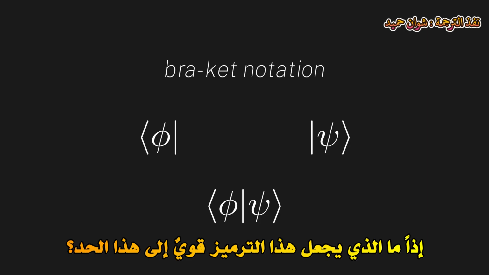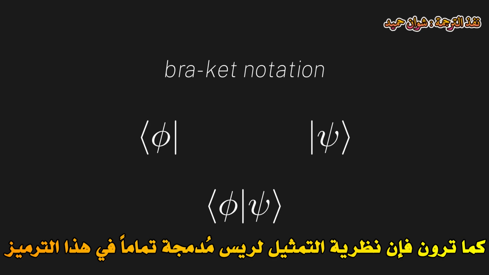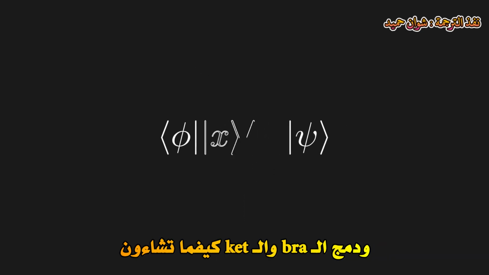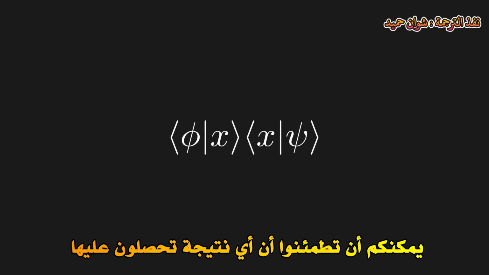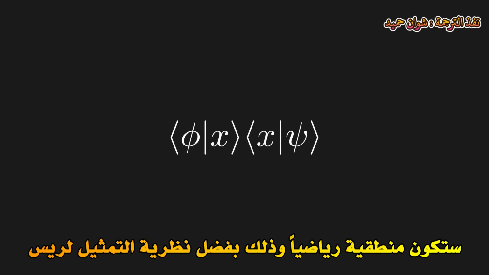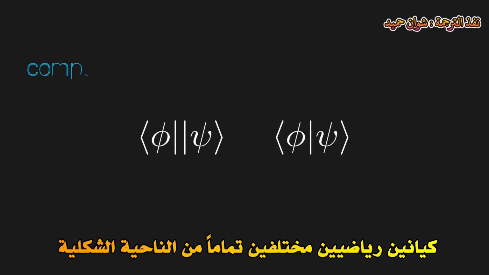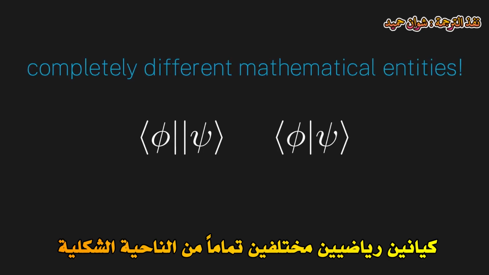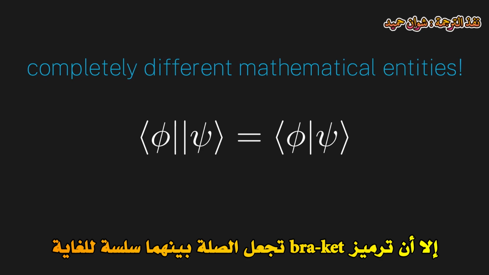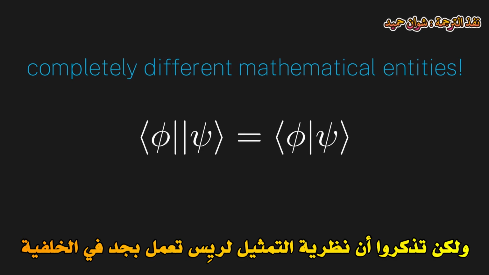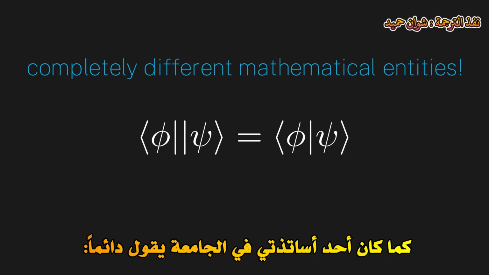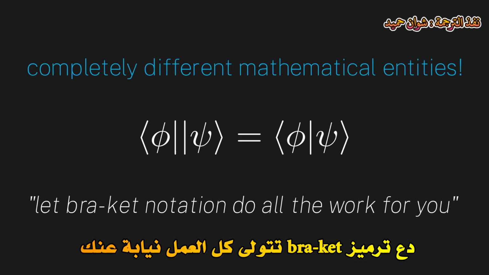So why is this notation so powerful? As you can see, it has the Riesz representation theorem baked right into it. You can break apart inner products and put together bras and kets however you please, and you can be rest assured that whatever you get still makes mathematical sense, all because of the Riesz representation theorem. I mean, really think about this. Although a bra and the inner product are formally completely different mathematical entities, bra-ket notation makes their connection absolutely seamless. But remember, the Riesz representation theorem is working hard behind the scenes. As one of my undergraduate professors used to say, let bra-ket notation do all the work for you.